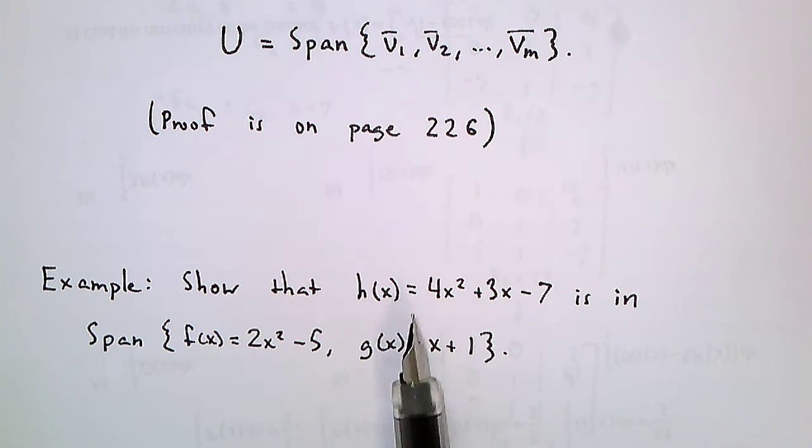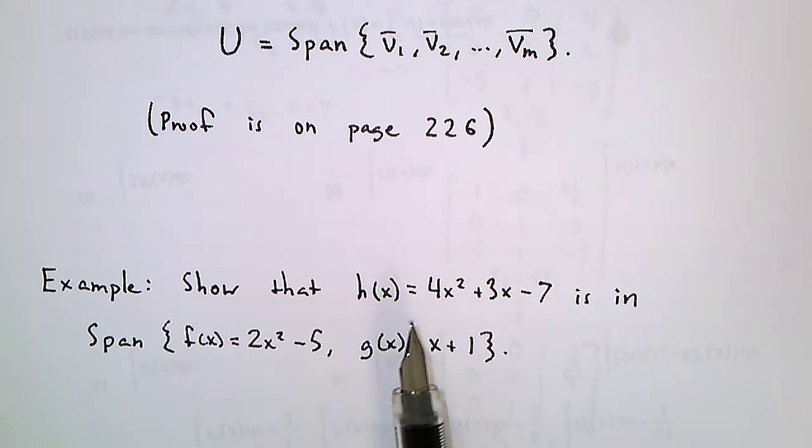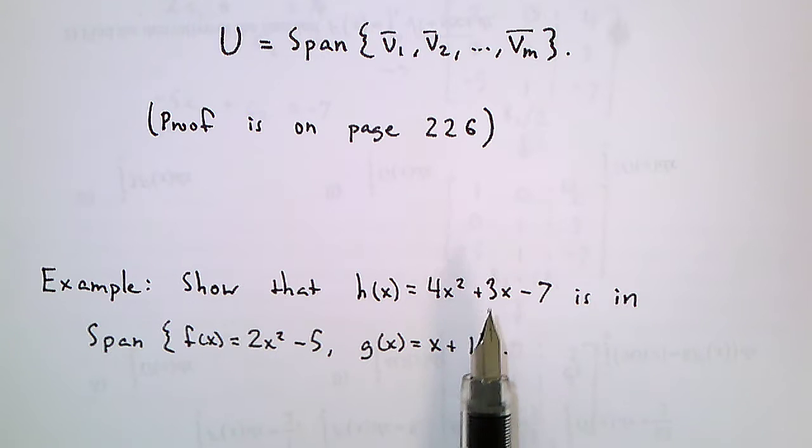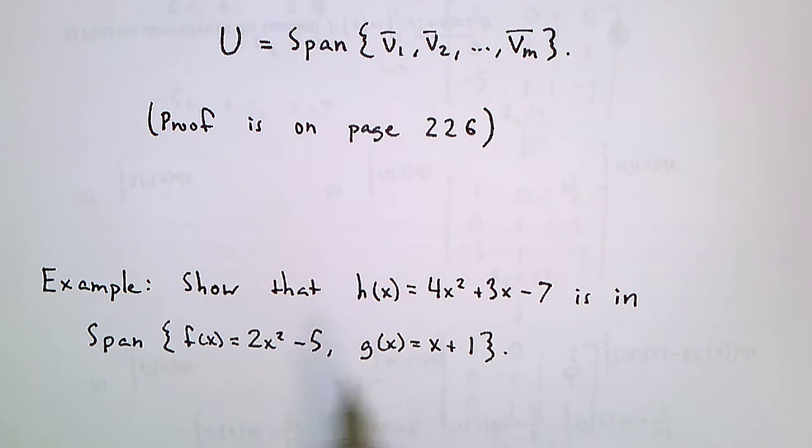I want to show that this vector, h of x equals 4x squared plus 3x minus 7. So our vectors in this problem are going to be polynomials again. I want to show that this is in the span of these other two polynomials: f of x equals 2x squared minus 5, and g of x equals x plus 1.